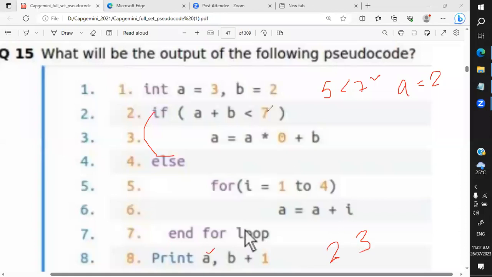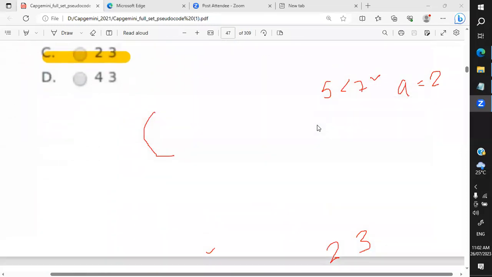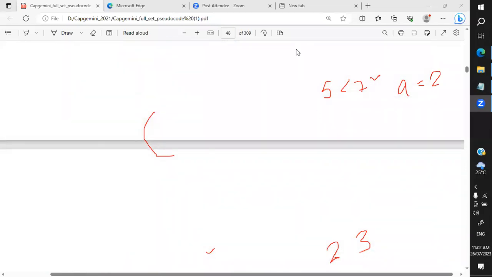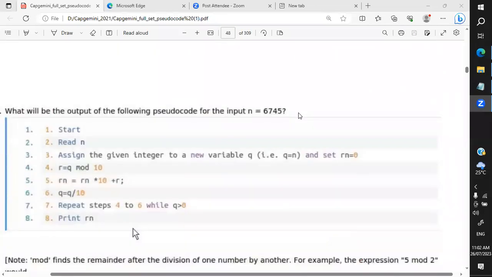Perfect. People who said 3, 3, please correct. Output is 2, 3. Easy one, I hope. Going for the next one. 2, 3 is the answer. Next, try this question, everyone.